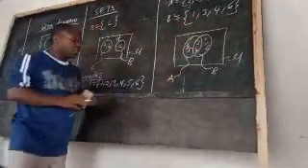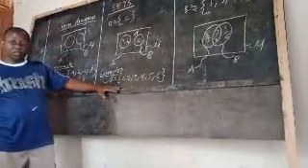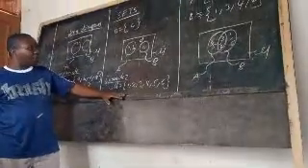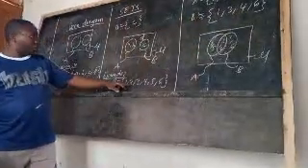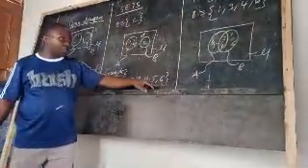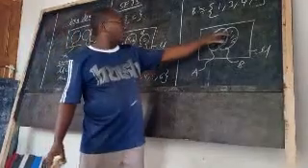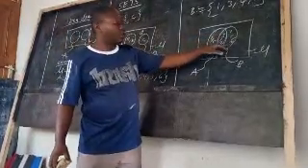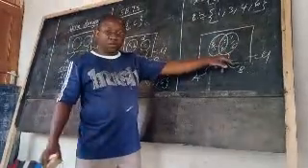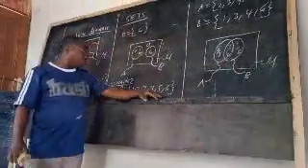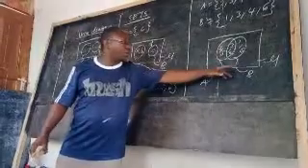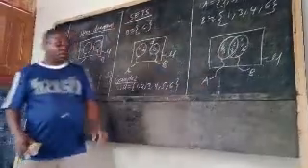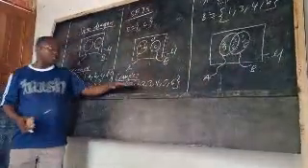Then check for the case of the universal set. In the universal set, the elements which must be found in this square box are 1, 2, 3, 4, 5, and 6. So check the elements. We have 1, 2, 3, 4, 5, and 6. There's no element left out, because those elements which are found in the universal set are also found in set A and set B. So there's no element which stands outside. That is how to present this set in a Venn diagram.